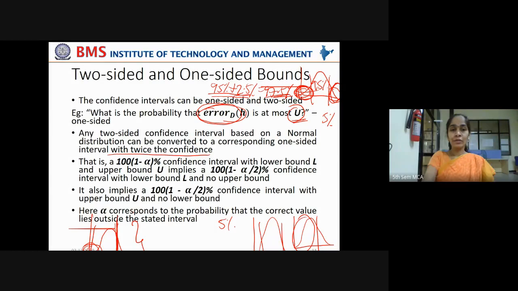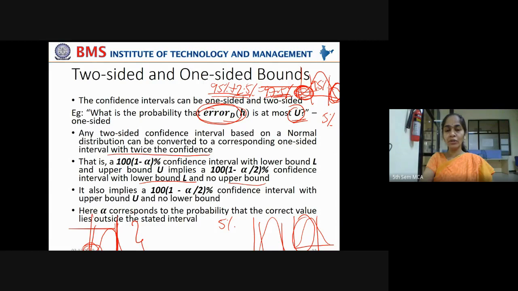Did you understand now? So a 100 into 1 minus alpha percent confidence interval with lower bound L and with upper bound U implies a 100 into 1 minus alpha by 2 percent confidence interval with lower bound L and no upper bound. So what is alpha here? For a 95% confidence interval, it is 5%. Now alpha by 2 will give you 2.5%. And that is your lower bound when no upper bound is given, or your upper bound when no lower bound is given. That is called a one-sided bound.